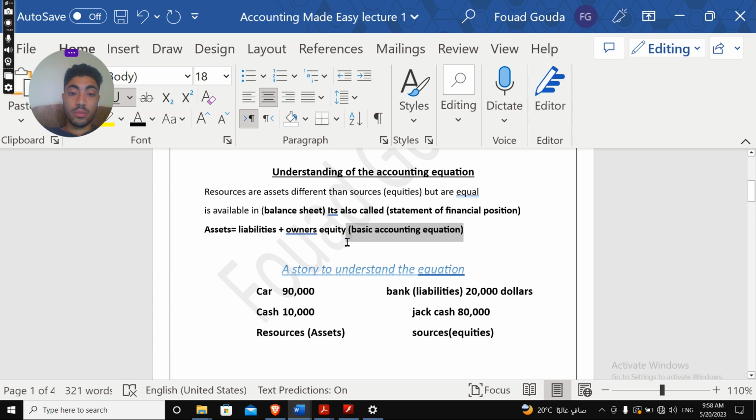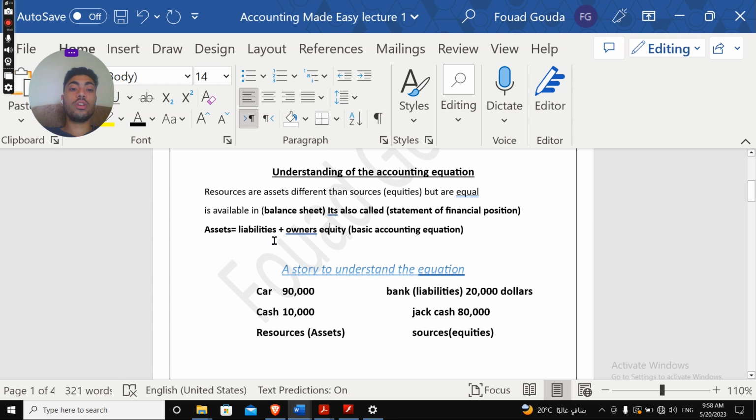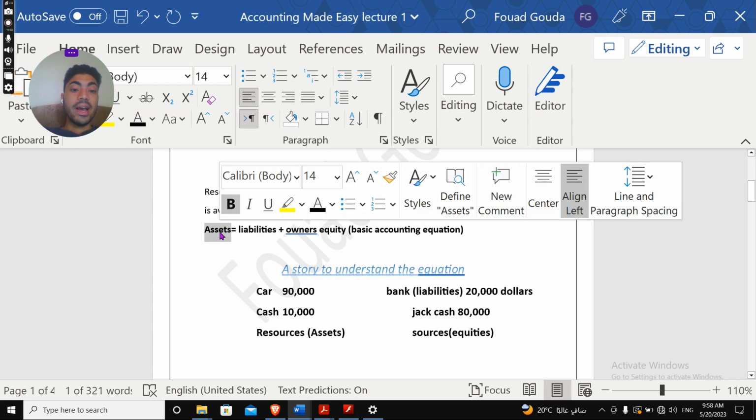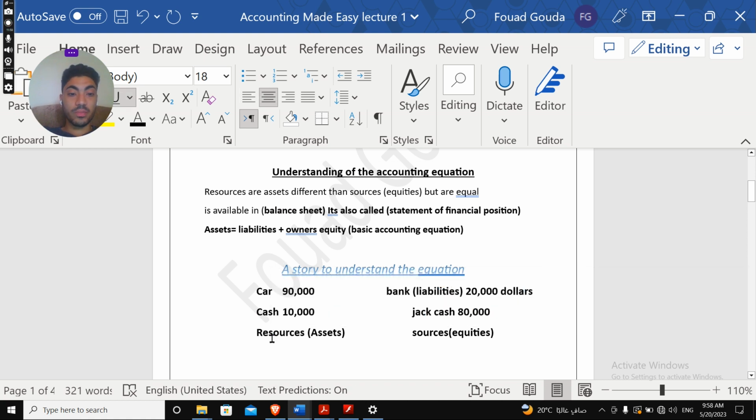What's this equation about? It's about assets equal liabilities plus owner's equity. What are assets? Assets are the resources. So this is the assets. Assets is $100,000. Equal to liabilities. What are the liabilities? It's like the $20,000 loan. You took a loan, so you have a liability to pay that loan. Any loans will be considered a liability to you. You have to pay it later. So this is called the liability.